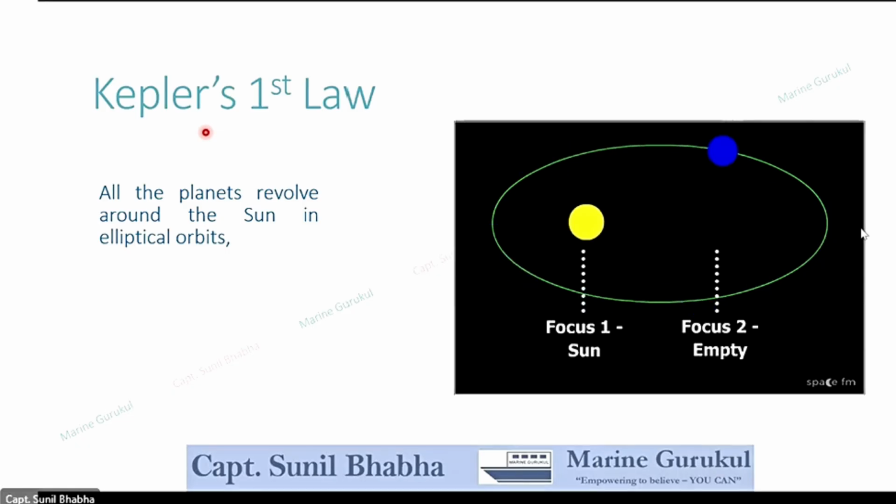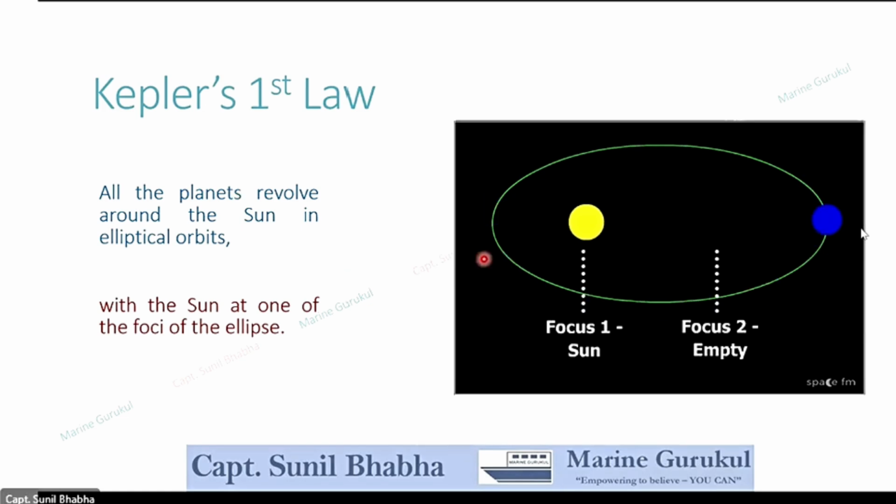Though the ellipticity of these orbits is very, very less, they are very close to a circular shape, but still they are not exactly a circle. They are actually elliptical. Now, just as a circle has one center, the ellipse, on the other hand, has two reference points, and these reference points are known as focus. So it has focus 1 and focus 2. In plural, it is known as foci.